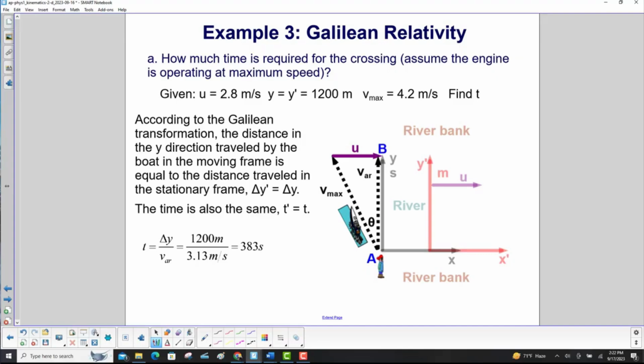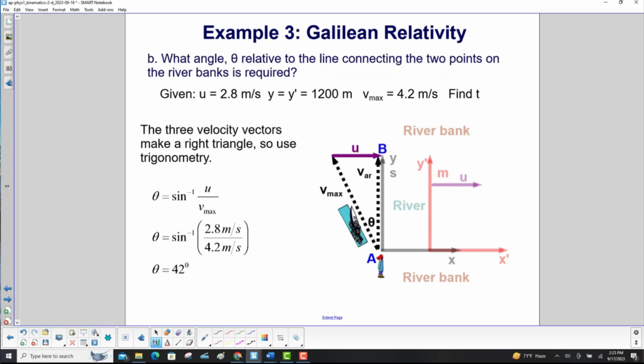According to the Galilean transformation, the distance in the y direction traveled by the boat in the moving frame is equal to the distance traveled in the stationary frame. So we have delta y prime is equal to delta y. Then the time will also be the same, t prime equals t. So to calculate t, it's delta y over V sub AR, across the river, and we get 383 seconds.